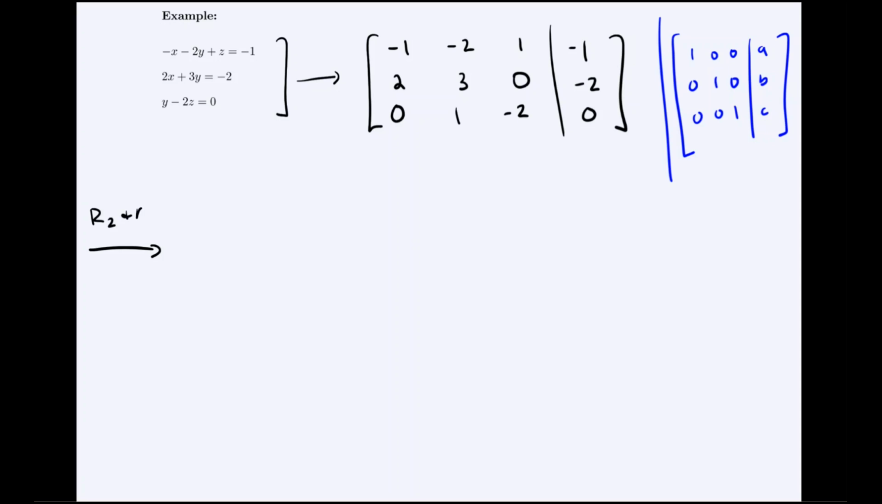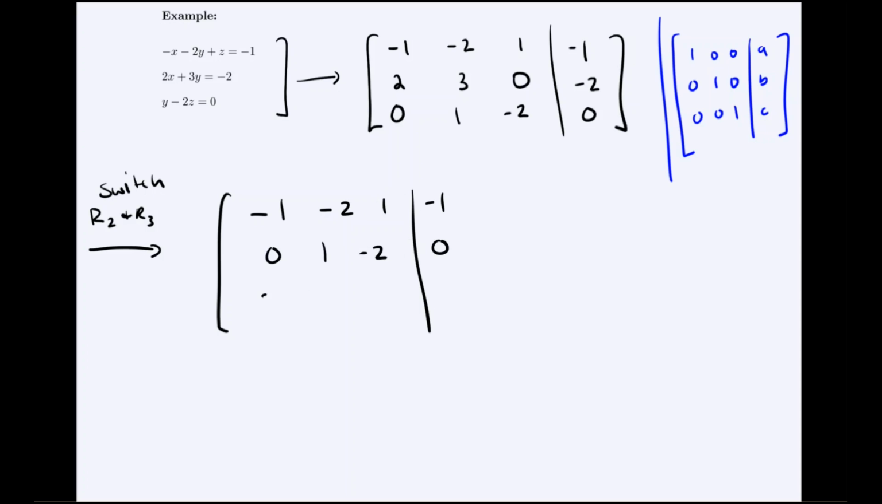Row 2 and row 3, switch. And that gets me a little closer to the goal. Row 1 stays the same. Remember, the whole row has to switch together.